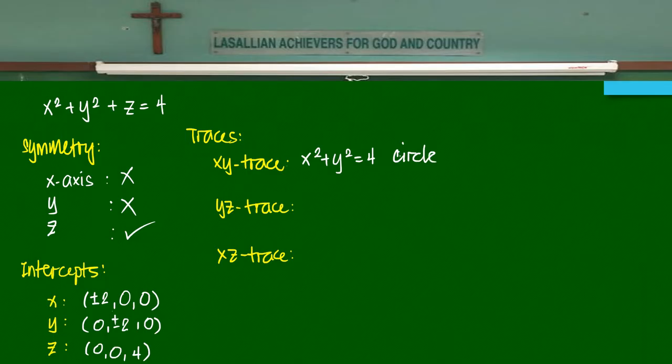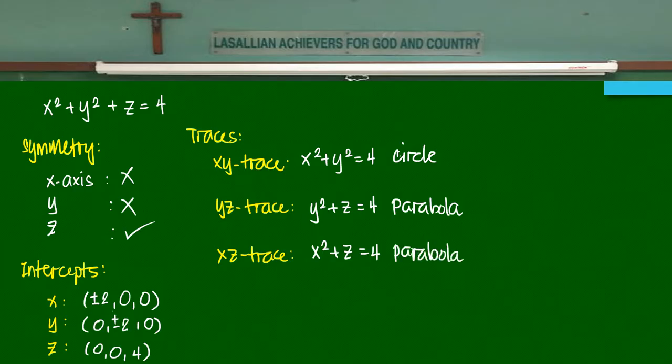Okay. For the yz trace, this happens when x is 0. So that's y squared plus z equals 4. This is a parabola. One is squared, the other one's not squared. And then the xz trace, similar to the one above, that's a parabola.